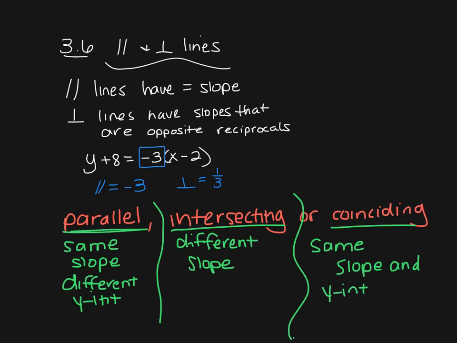So they end up being the same line. They would overlap. So you would just get two equations, put them in the same format, and then identify if they have the same slope but a different y-intercept, if they have totally different slopes, or if they have the same slope and the same y-intercept.